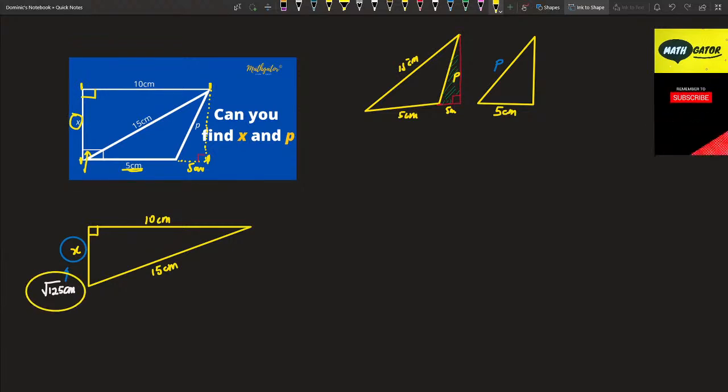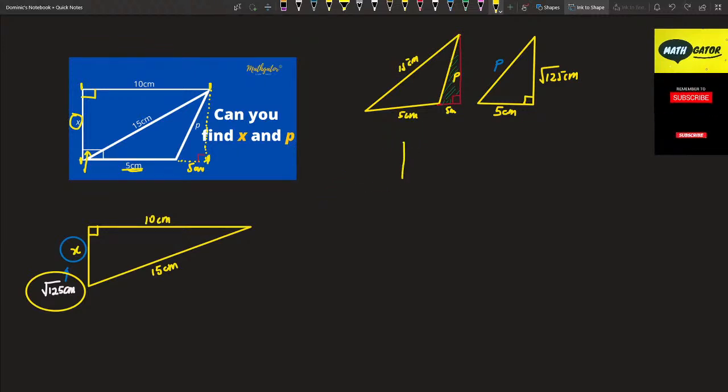So it means that this place is going to be root of what? 125 centimeters. Okay, so we are going to use the same concept we used in solving for the x to solve for the p. This time around, if I should draw a right angle triangle, let me see if I can draw a right angle triangle nicely. Okay, it doesn't look like a right angle triangle.